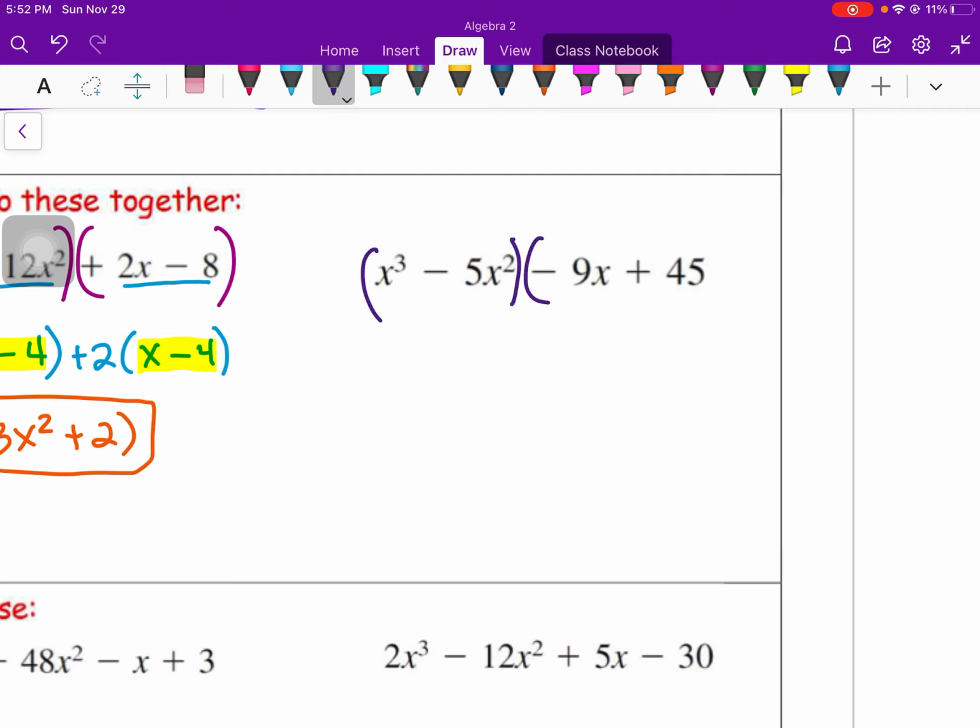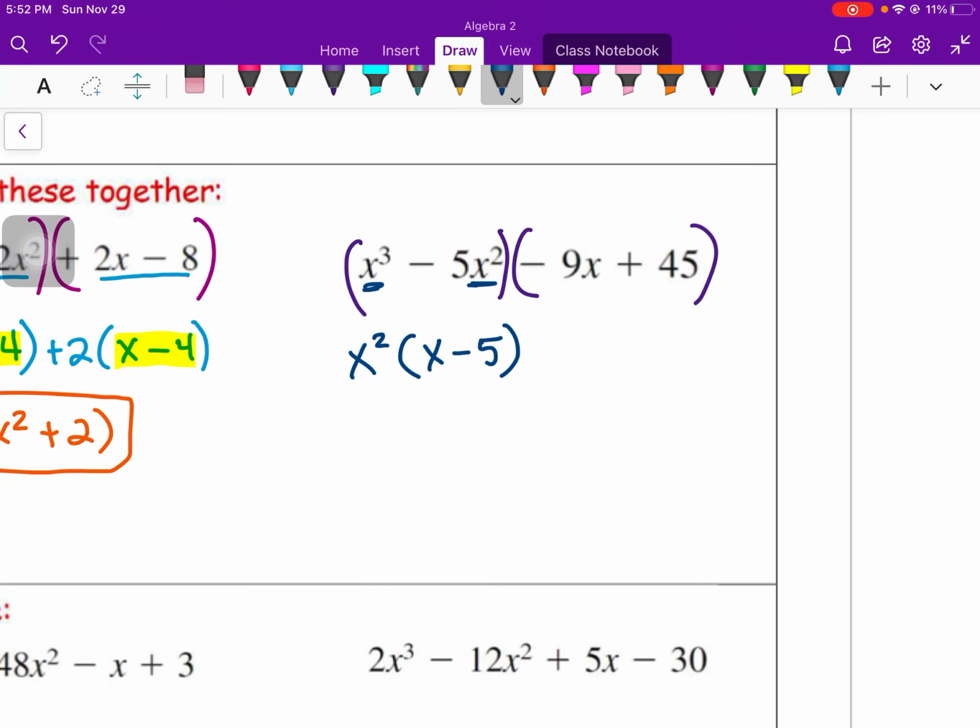Again, group our first terms, group our second terms, keeping that negative sign with the 9x, and then pull out the greatest common factor. So I get x cubed minus 5x squared. I can take an x squared out of each of these, and I'm left with an x minus 5. If I were to multiply all that out again, I would get x cubed minus 5x squared.